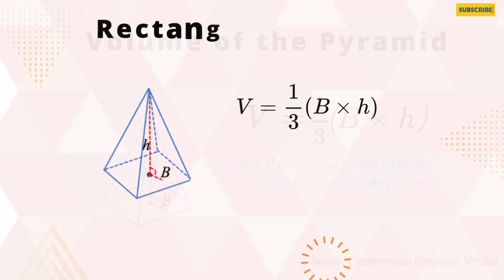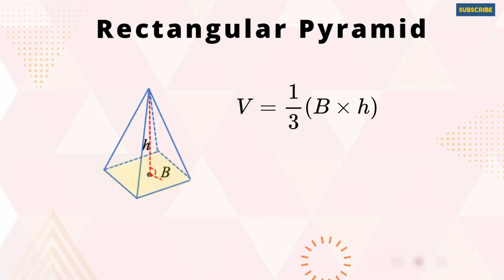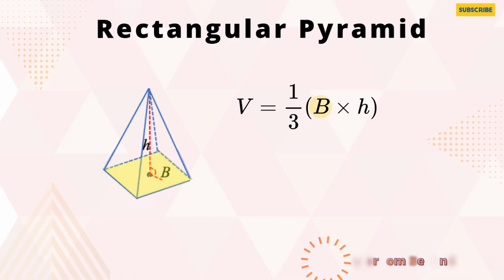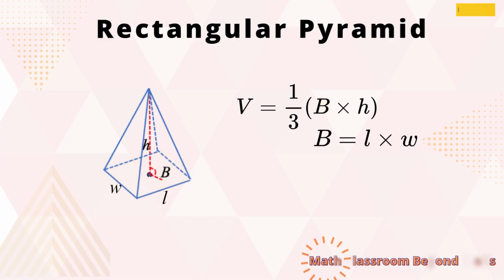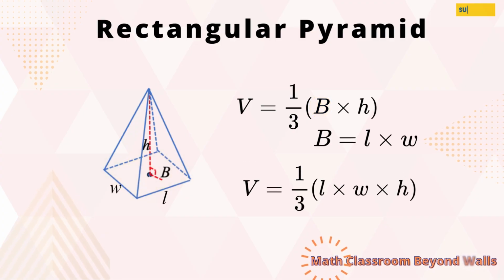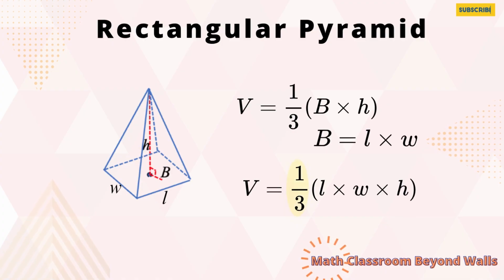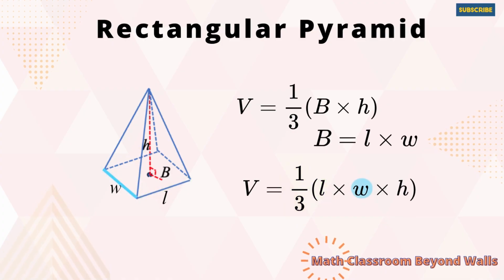If the pyramid is a rectangular pyramid, B is the area of the rectangular base, which is length times width. Thus, the volume of the rectangular pyramid becomes 1/3 times the product of its length, width, and height.